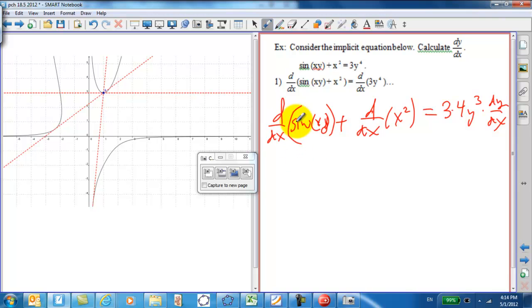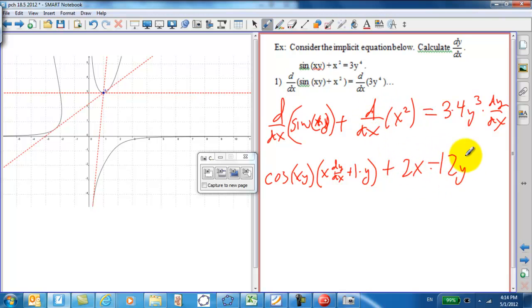Now this side's going to be a little more complicated. The derivative of the sine is the cosine. We leave the inner function alone, and then outside of it we have to take the derivative of the inner function. Here's the inner: x times dy dx plus, now take the derivative of x, which is 1, and leave the y alone. The derivative with respect to x of x squared is just 2x. On this side we have 12y cubed dy dx.